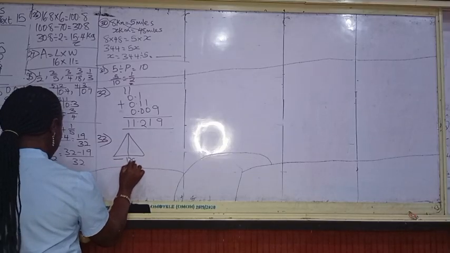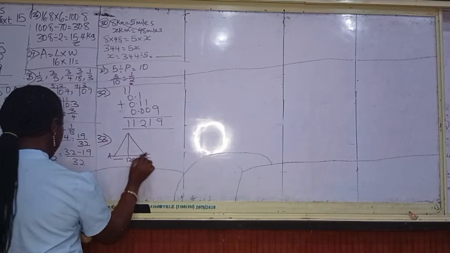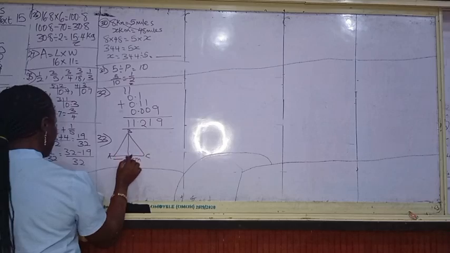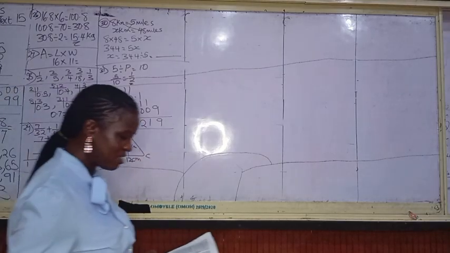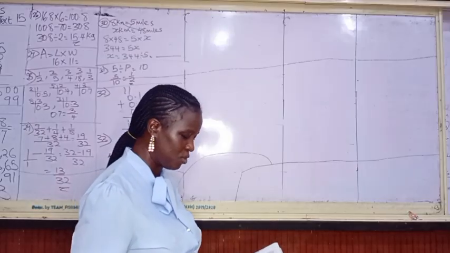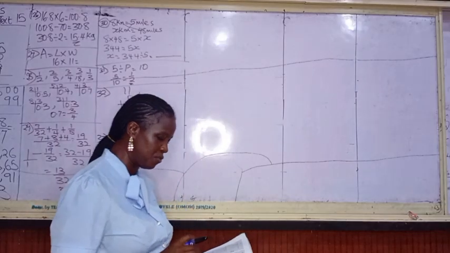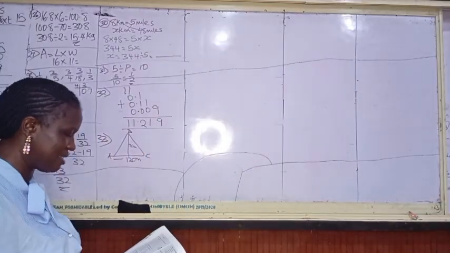This is 12 centimeter AC. This is B, and this is 7 centimeter. So what are we to do? In the diagram below, triangle ABC has a height of 7 centimeter and a base of 12 centimeter. Find the area.